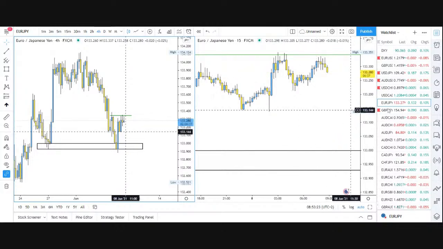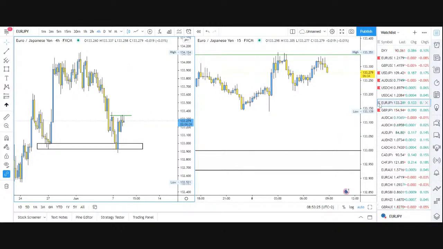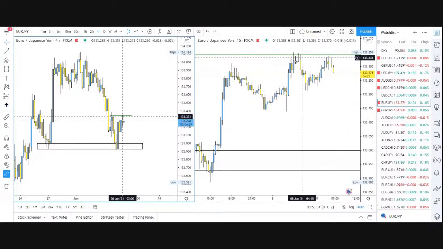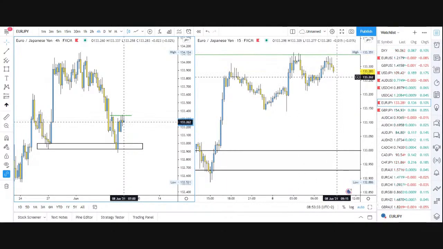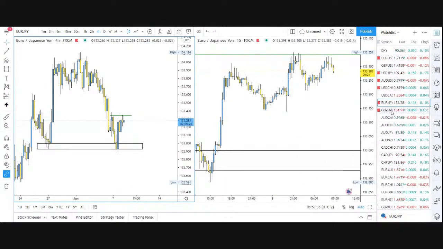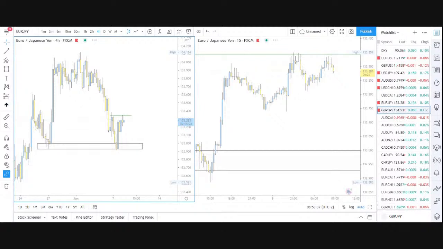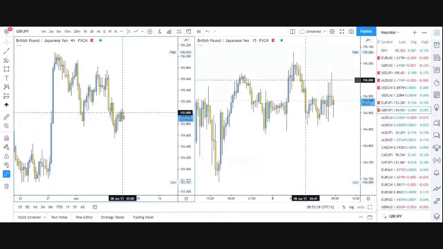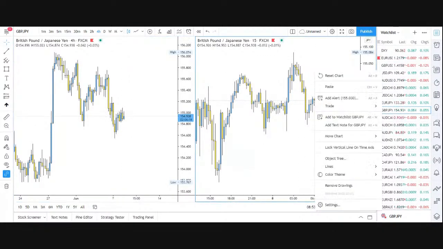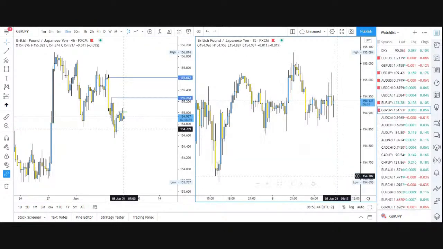Okay, there might be a trade on Euro USD, guys. I mean Euro JPY, sorry. There might be a trade on Euro JPY in the next 15 minutes. So you can see kind of a double top. This is a reversal trade. It's not a continuation trade, okay? Just a heads up on that. Let me remove drawings here.